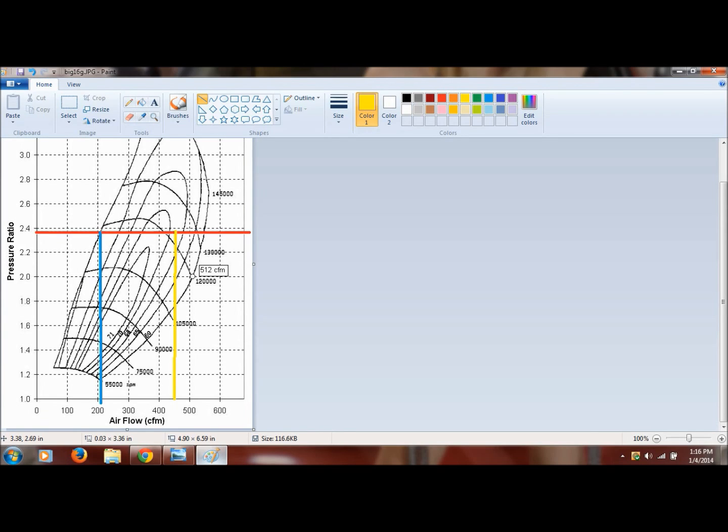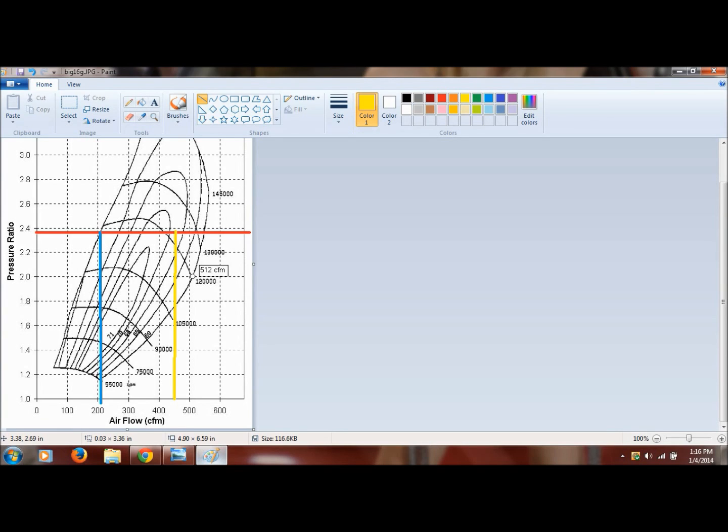Also, some maps don't offer CFM or pounds per minute across the bottom. They'll use something called cubic meters per second, or M3/S. I did a little bit of conversion for you guys on the websites to convert some of the M3/S to CFM, and there's a little chart there.